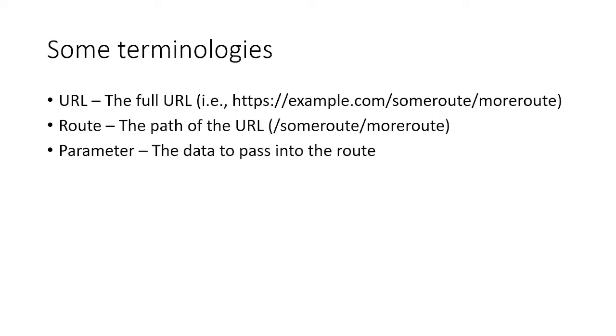Before I start the class, there are some terminologies that you might need to know. First is the URL. The URL is basically the full address of a resource, for example example.com/someroute/moreroute. That's the full URL. The route is the path of the URL, which is after the domain. If the URL has the domain example.com, the route is what comes after that, in this case some route and more route. And the last is the parameter, which is the data to be passed in for the route itself.